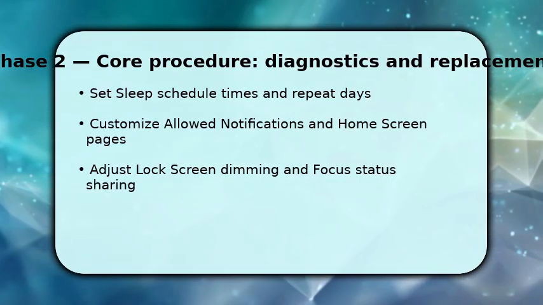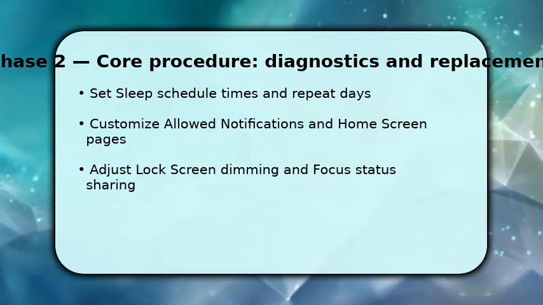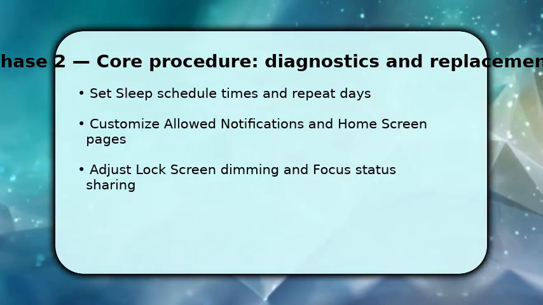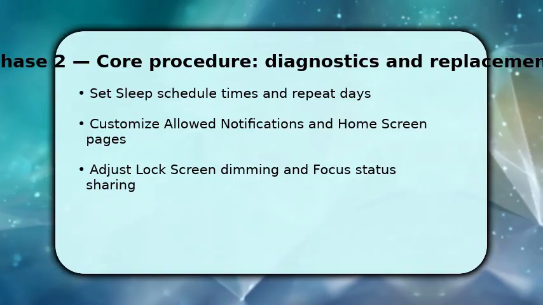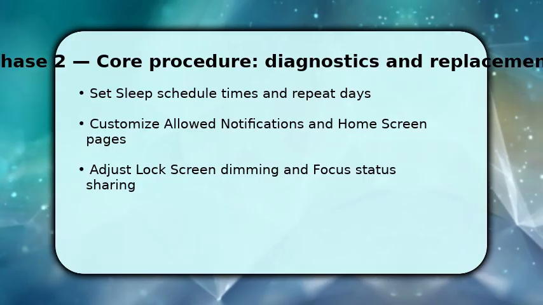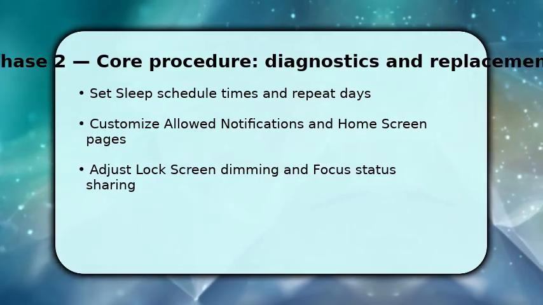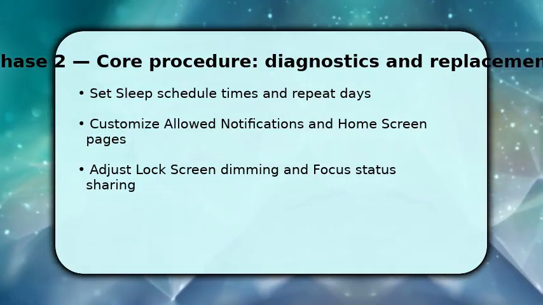Next, change home screen and lock screen settings so the phone hides pages and dims the lock screen during sleep. This reduces interruptions. Also, verify focus status and smart activation. Choose manual schedule or automatic triggers.